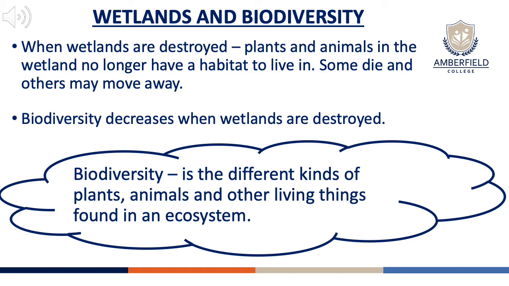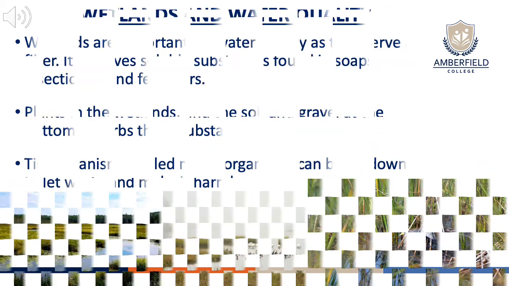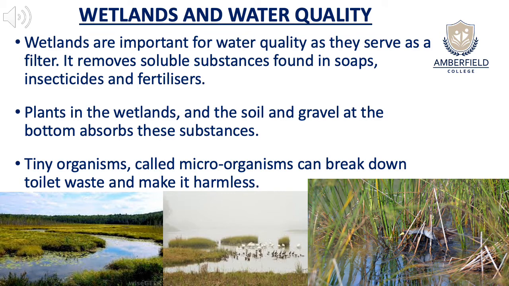Remember, biodiversity: bio meaning life, and diversity meaning the variety. So the biodiversity decreases when wetlands are destroyed, but when wetlands are created, there's an increase in biodiversity. So when we look at biodiversity, it is the different kinds of plants, animals, and other living things found in an ecosystem. Now let's take a look at the wetlands and the water quality.